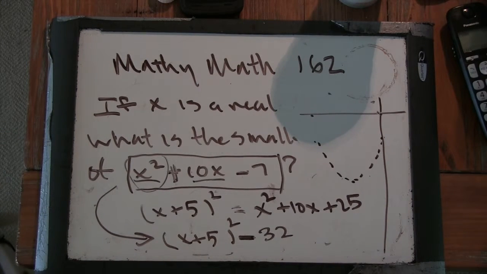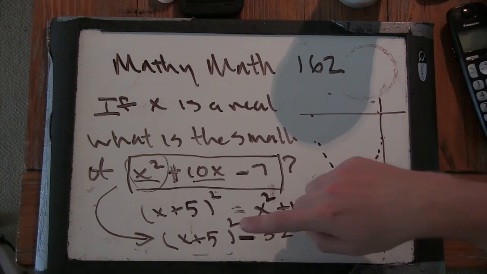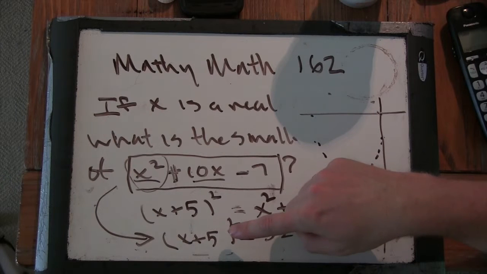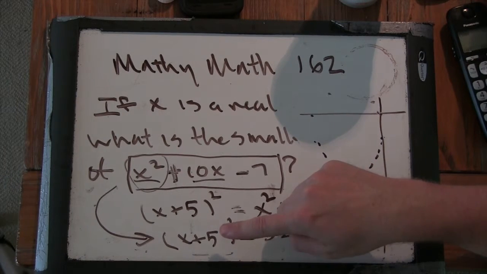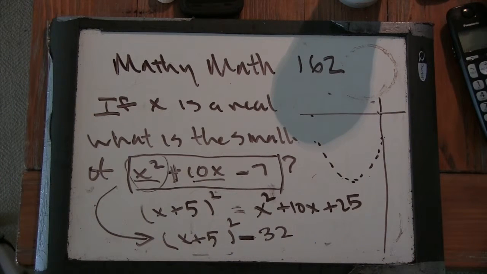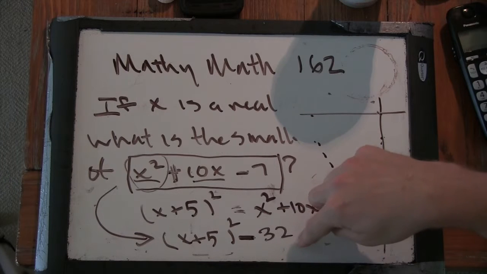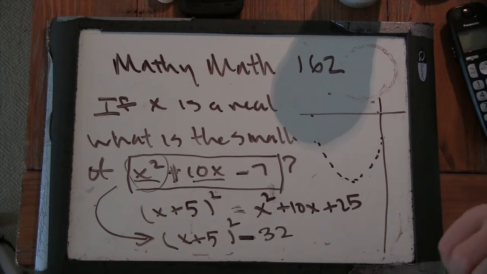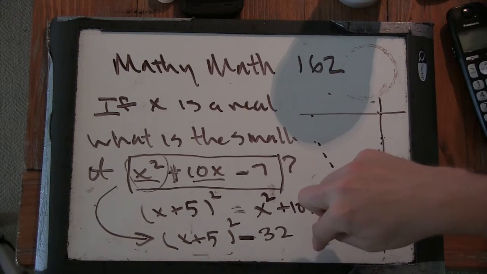So the minimum value of something squared is what? The minimum value of something squared is 0. So it doesn't have to be positive. It's positive or 0. So this form is really easy to find what the minimum value is, because the minimum value of x plus 5 squared is 0. And what value of x makes x plus 5 squared equal to 0? Negative 5. And then we're left with just the minus 32. So that shows us that is actually the minimum.